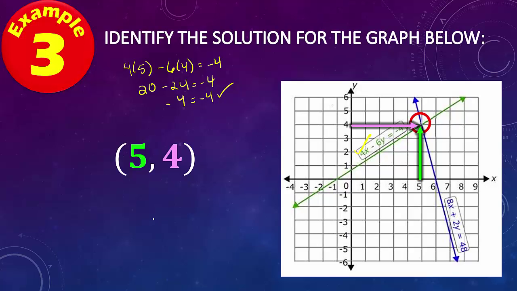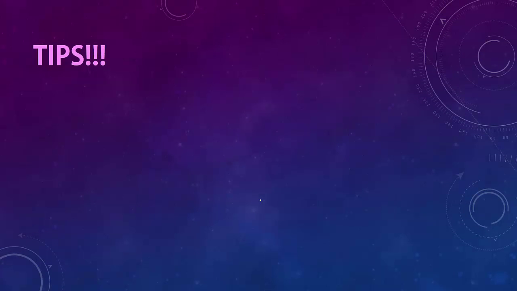Then I plug it into my other one. 8 times 5 plus 2 times 4 should equal 48. 40 plus 8 should equal 48. And it does. So it checks out in both. But with a graph, it's kind of hard. You don't need to check as much if you're given a graph. If you're drawing a graph, I would definitely check just in case one of your lines was off by a little bit.